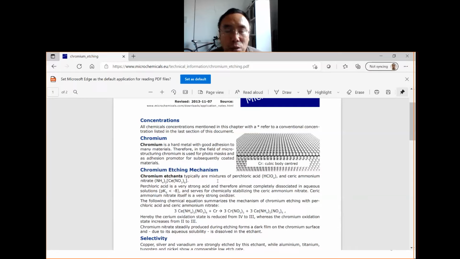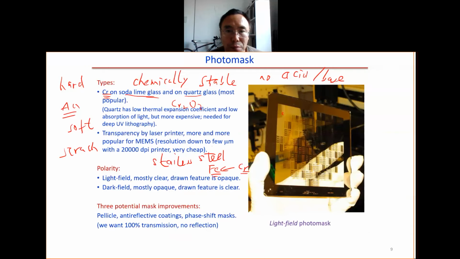So when we clean a wafer or when we clean a mask, the chrome will not be removed because we don't have this mixture in the cleaning procedure. So this is a chrome mask. That's why we use chrome as the opaque material.